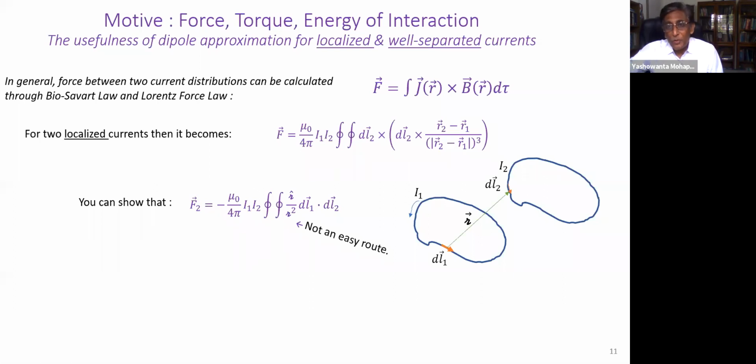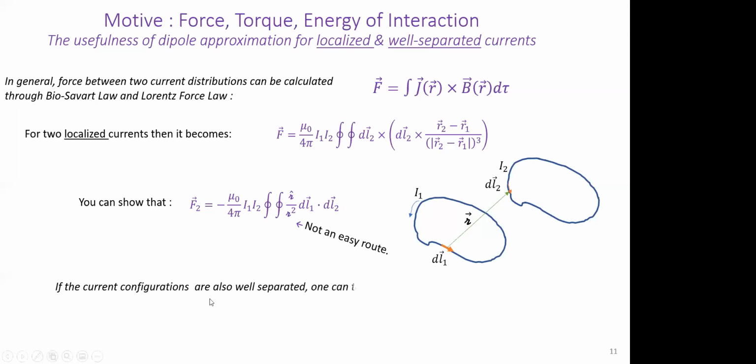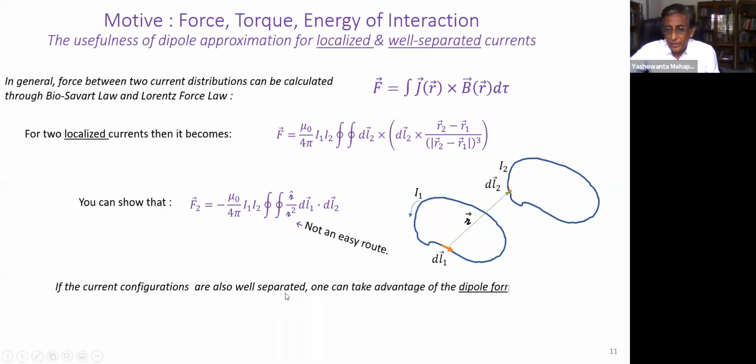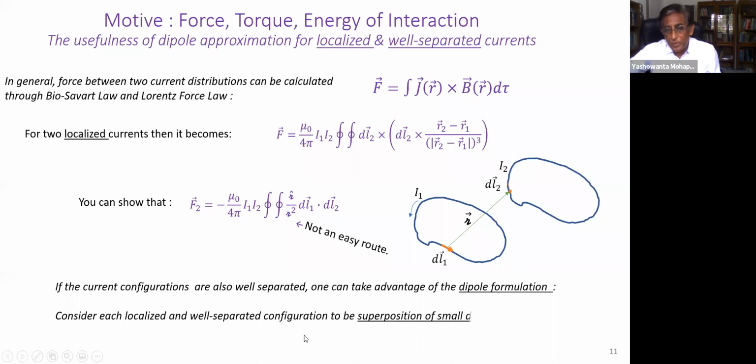But if they're localized and well separated, one can do much better, because we now have the dipole moment of one because of the other. That is the whole idea. So if the current configurations are well separated, one can take advantage of the dipole formulation, and consider each localized and well separated configuration to be a superposition of dipoles.